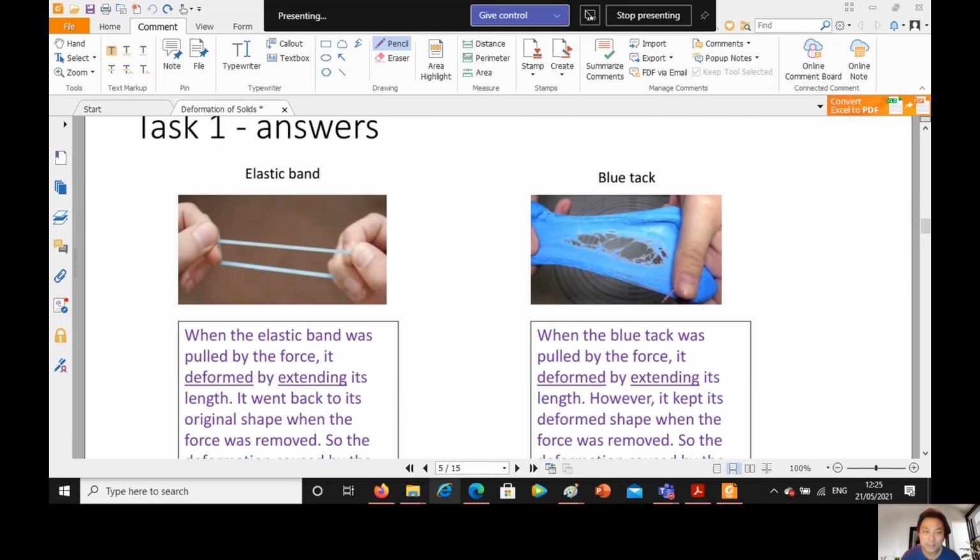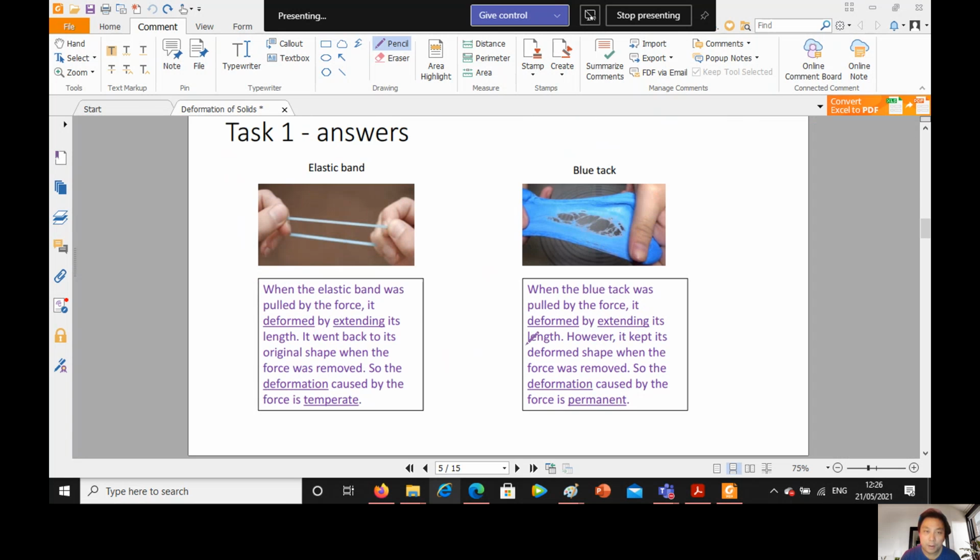Now let's have a look at the answer. That's basically my description. About the elastic band: when it was pulled by force, it deformed by extending its length, and it went back to its original shape when the force was removed. So the deformation caused by the force is temporary.